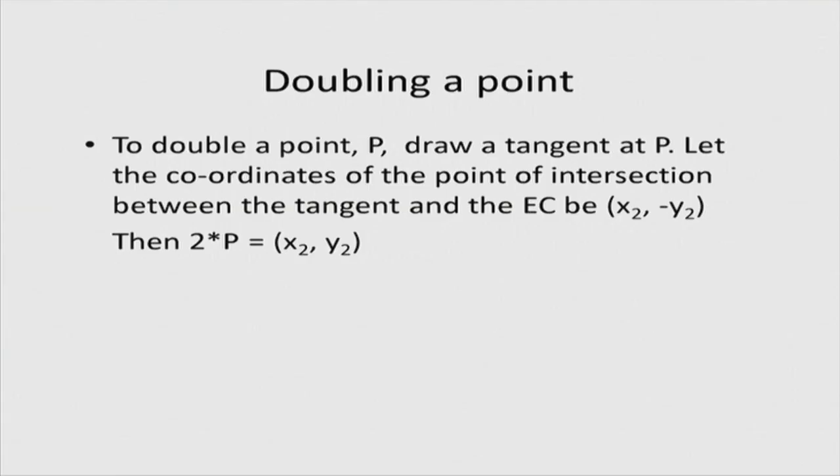The next thing is point addition, and the third thing is doubling of a point. So to double a point P, again there's a nice geometric interpretation for this. To double a point P, draw a tangent at P. Let the coordinates of the point of intersection between the tangent and the elliptic curve be x2 minus y2. Then the twice point P, the coordinates of that point are x2 comma y2.